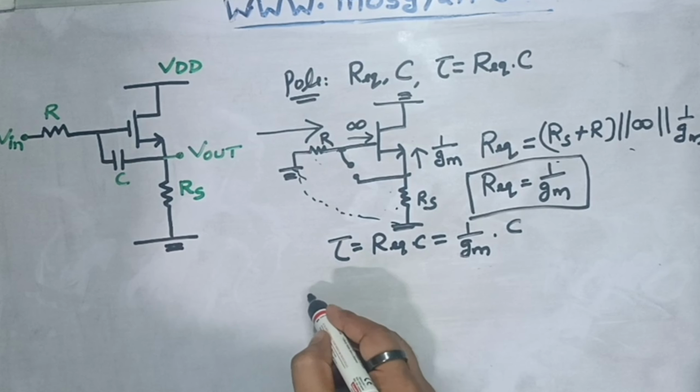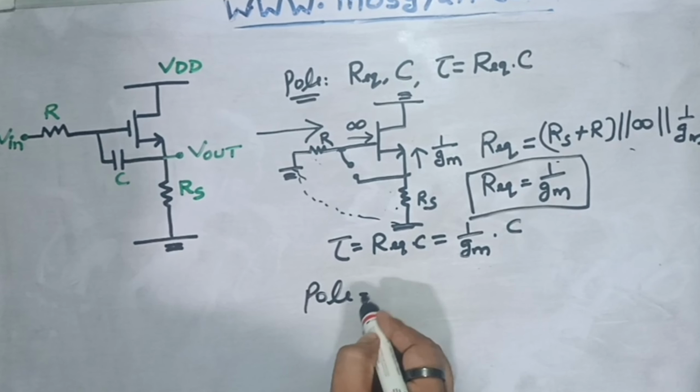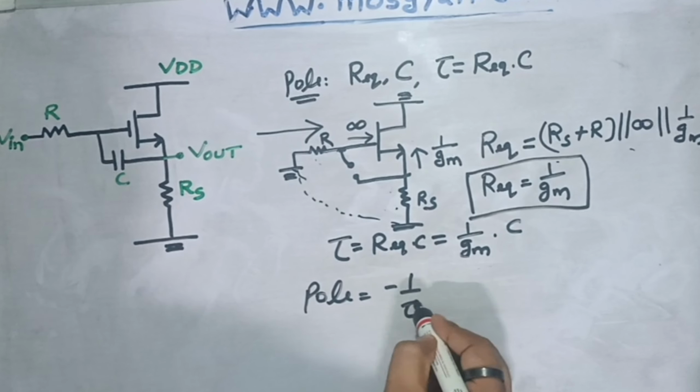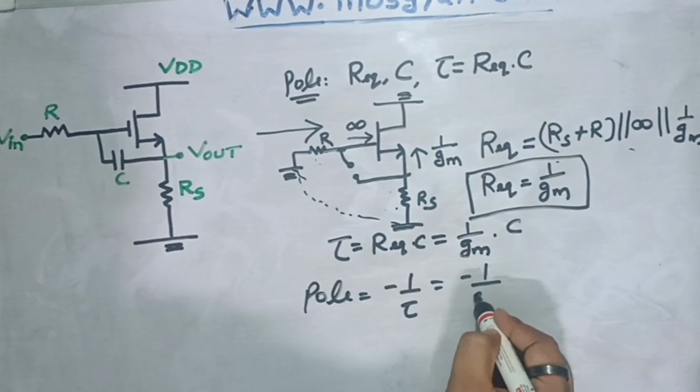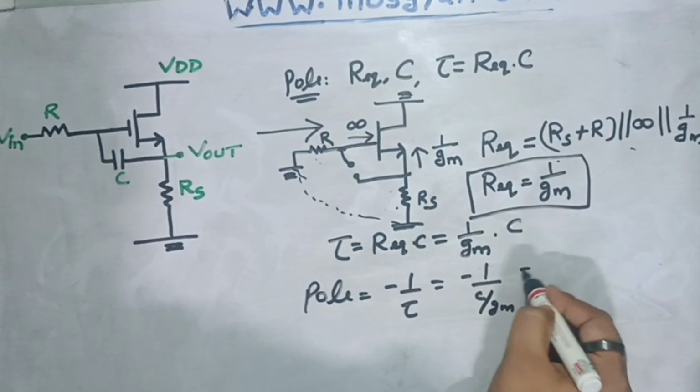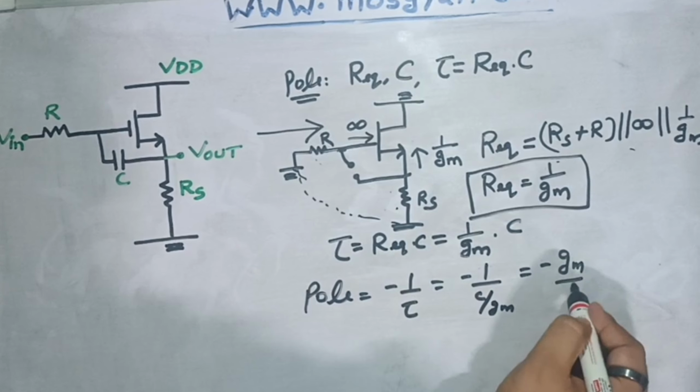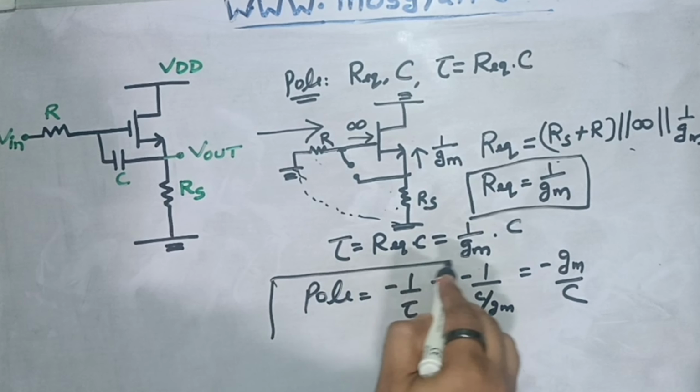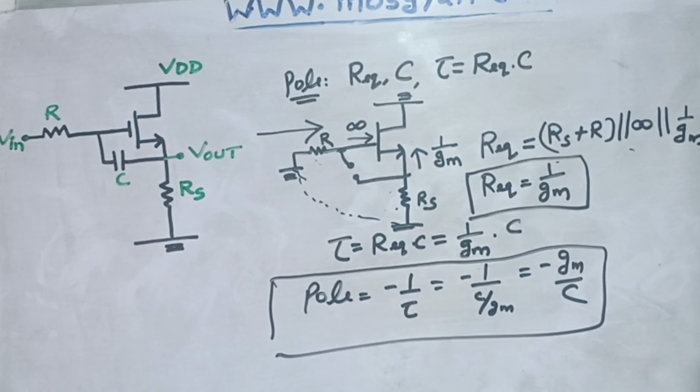Now if we have to find out the pole frequency, that would be equal to minus 1 upon tau. That means minus 1 upon C by Gm. So pole would be equal to minus Gm by C. So this is the answer of the first part of this question where the pole was asked.